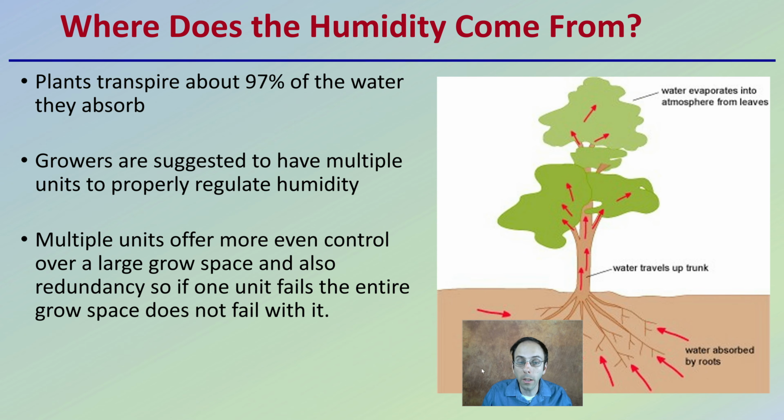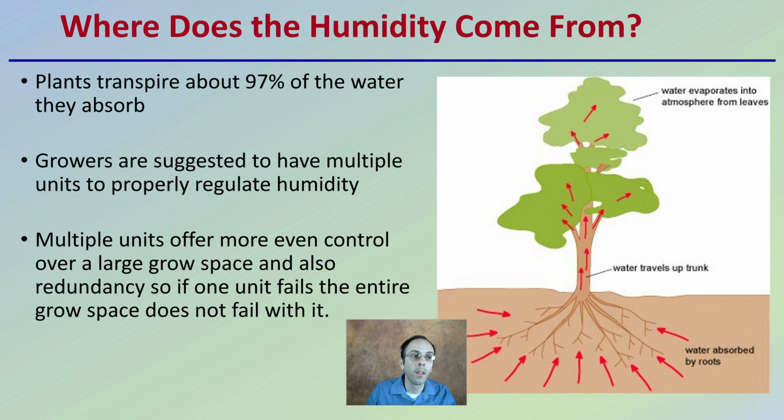So where does this humidity come from? I talked about it coming from the plants. Well, plants transpire about 97% of the water they absorb. So 90% of the water comes up and out the stomata of the leaves.